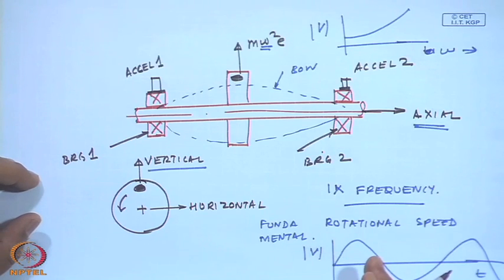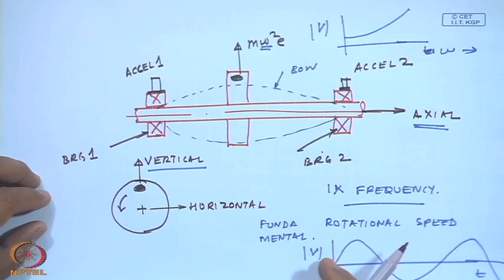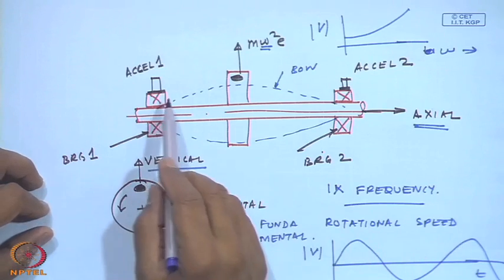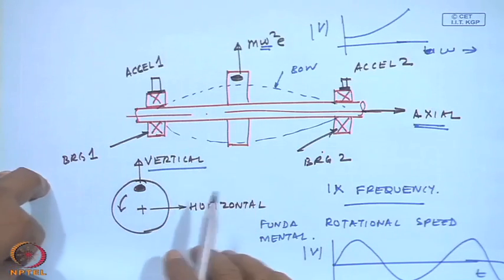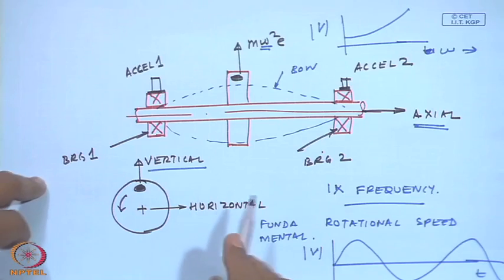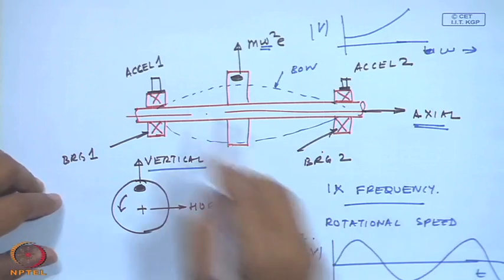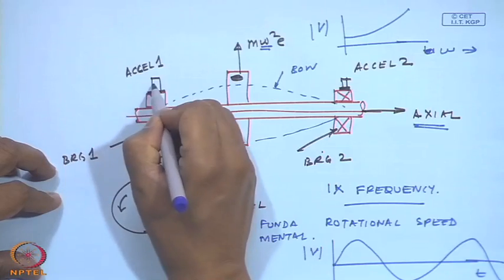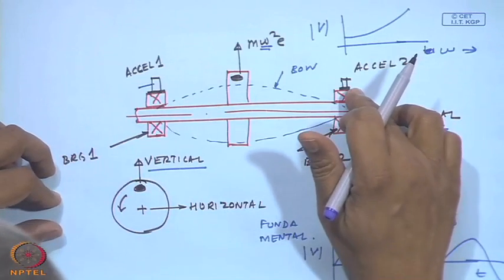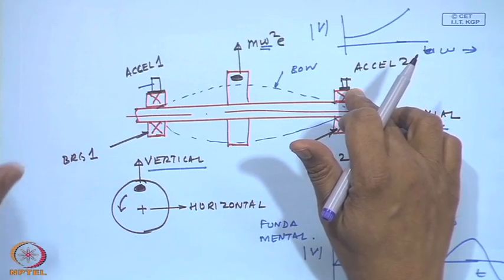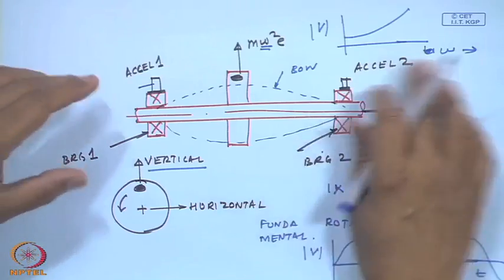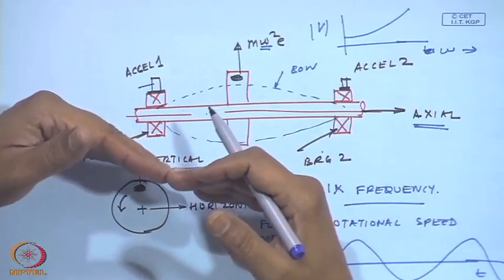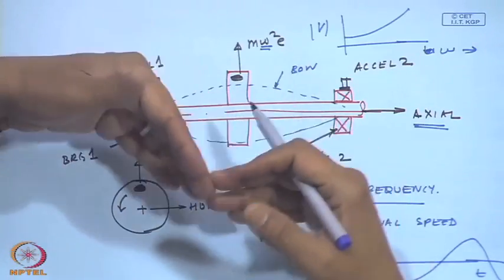And another very important thing which you have to notice in detecting such unbalances is the phase between the supports of the bearings. By in phase I mean, whenever the acceleration at location 1 is a maximum, the vibration at location 2 is also a maximum. So, the phase relationship between them is 0 degrees or close to 0 degrees. That means they are in phase.